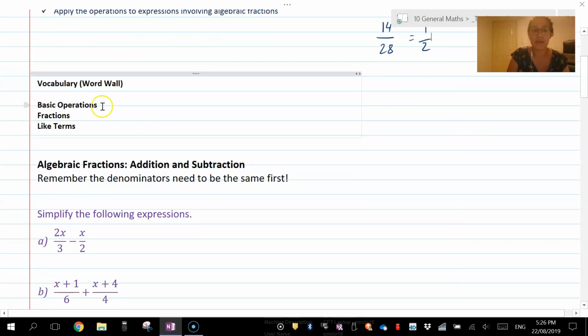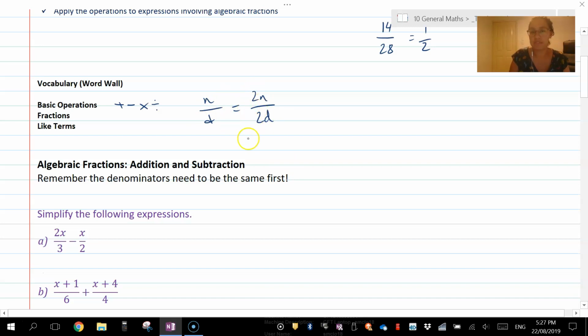So basic operations: add, subtract, multiply, divide. And your fractions, numerator, denominator, and you can have equivalent fractions 2n over 2d. They're still the same, aren't they? Because if we divide those, we end up with n over d again.